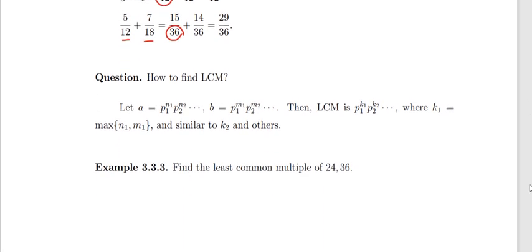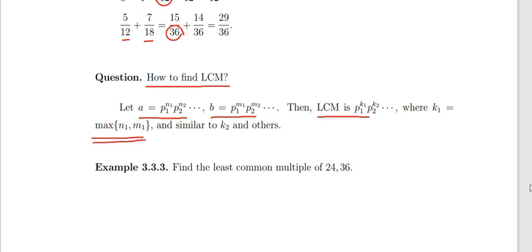Okay, so here we have a question. If we are given some numbers, how can we find their LCM? So the key point is we just factor this number A, factor this number B, then for the LCM, we just pick the maximum exponent.